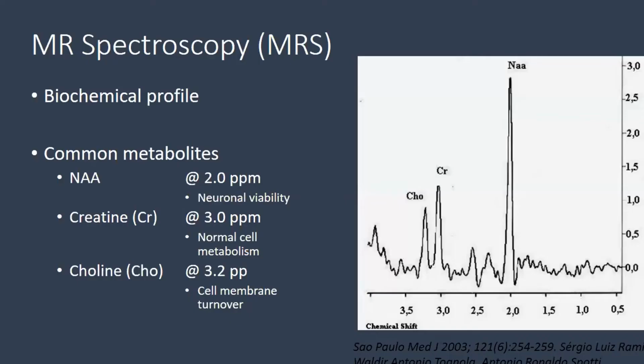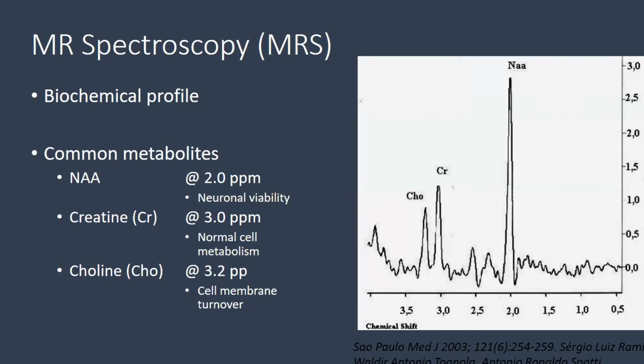MR spectroscopy is good. It finds what is the biochemical profile of the tissue that you're interrogating. The common metabolites you are aware also are NAA, which basically is a measure of neuronal viability. It is at 2 parts per million, as you can see on this lovely graph. It is an old graph from a publication in Brazil, but it was just so clean looking. I could not resist putting it in here.